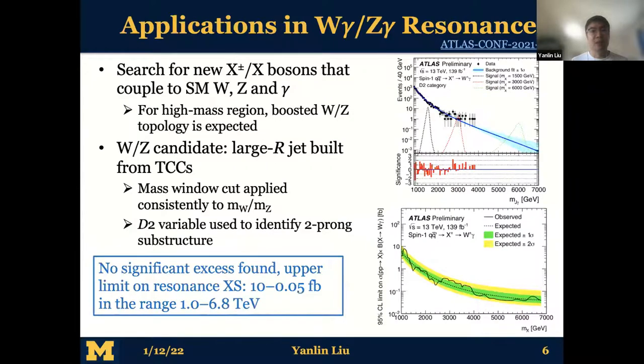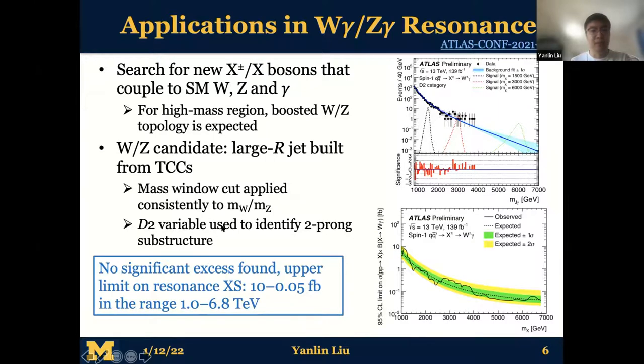Okay, now on slide 6, I want to talk about the application in the W gamma or Z gamma resonance search. So the target is either a new heavy boson that couples to a Standard Model W/Z and the photon. For the high mass region, the boosted W/Z topology is expected. So therefore, this W/Z candidate is reconstructed by this large object built from the TCCs.